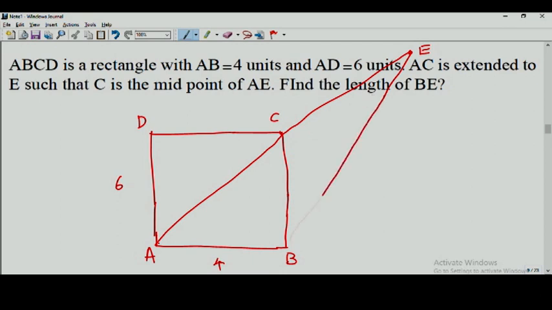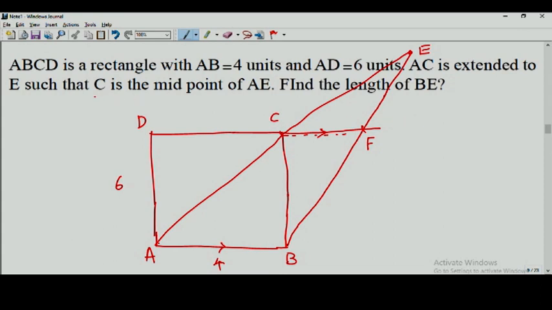So let's join BE. Now draw a parallel line or extend this DC. DC is already parallel to AB. Just extend it such that it meets BE at point F. To find BE, we have to know BF plus FE. So in that way we will see.